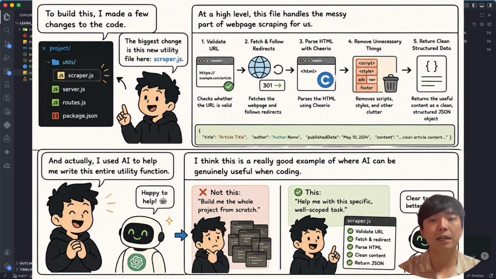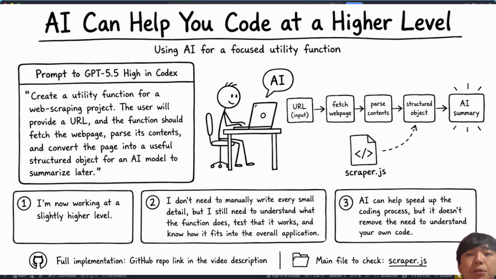And actually, I used AI to help me write this entire utility function. I think this is a really good example of where AI can be genuinely useful when coding. I'm not asking it to build the whole project for me from scratch, but instead, I'm giving it a very specific, well-scoped task. The prompt I gave to GPT 5.5 hide codex was: create a utility function for web scraping project. The user will provide a URL, and the function should fetch the web page, parse its contents, and convert the page into a useful structured object for an AI model to summarize later.